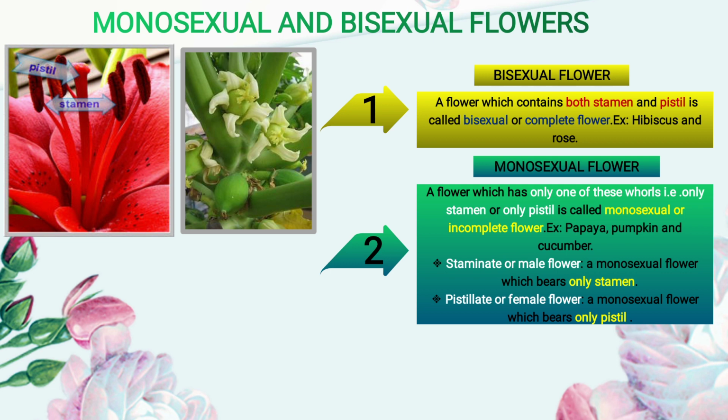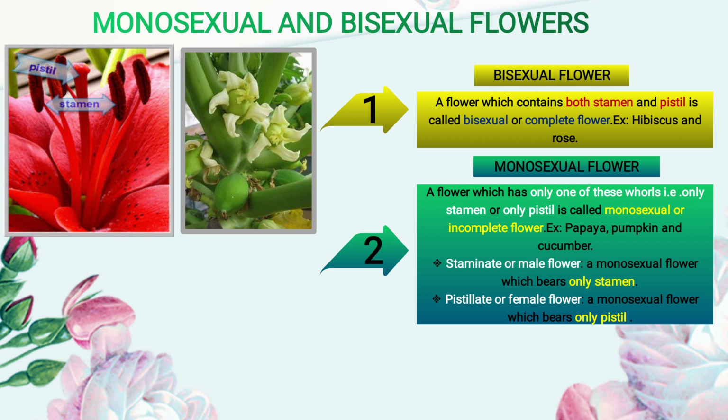Example, you see papaya. Now you see in the image papaya is one of the examples of a monosexual flower. One papaya plant will contain male flowers, meaning the male part, and another papaya plant will contain the female part of the flower. In two different plants they will contain the flowers. So that's why they are called monosexual flowers.